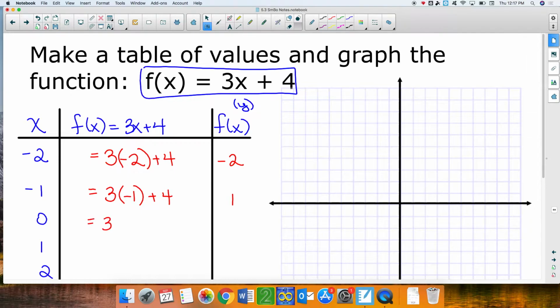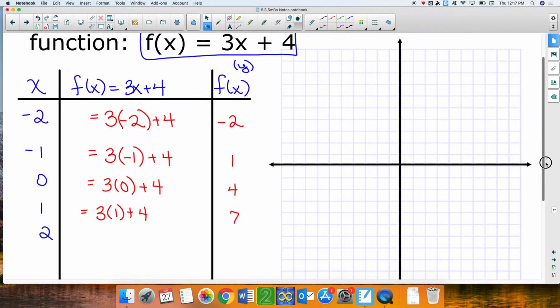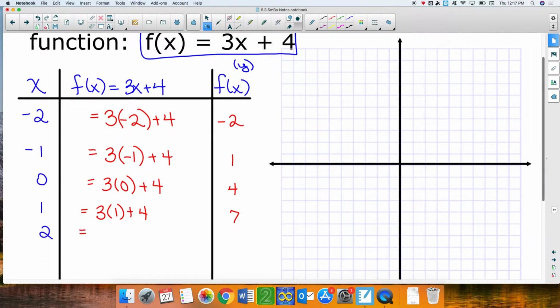Now I'm going to plug in 0. So 3 parentheses 0 plus 4. 3 times 0 is 0, plus 4 is 4. Now I'm going to plug in +1. 3 parentheses 1 plus 4. 3 times 1 is 3, plus 4 is 7. And then lastly, plug in +2. 3 times +2 plus 4. 3 times 2 is 6, plus 4 is 10.